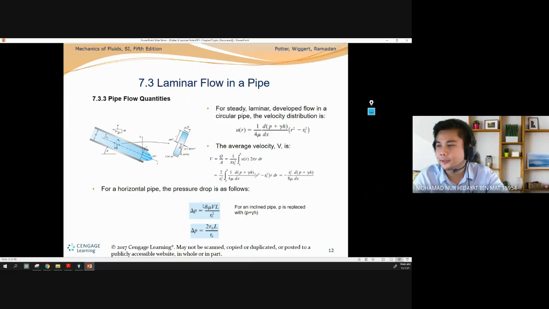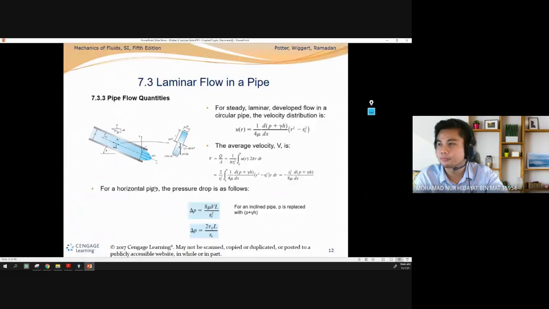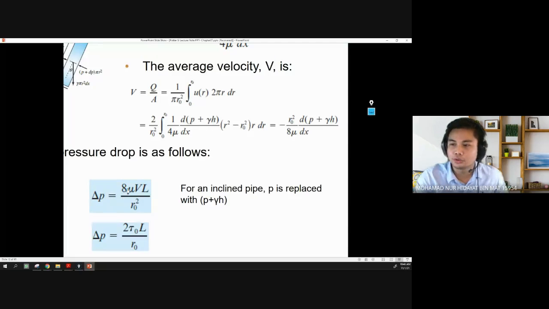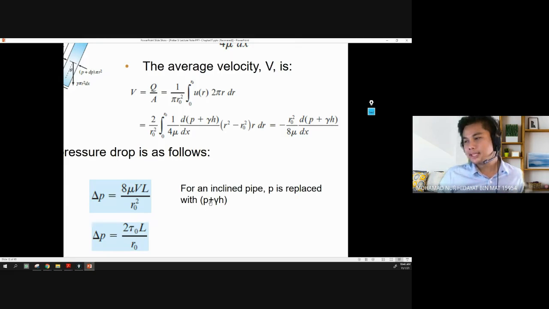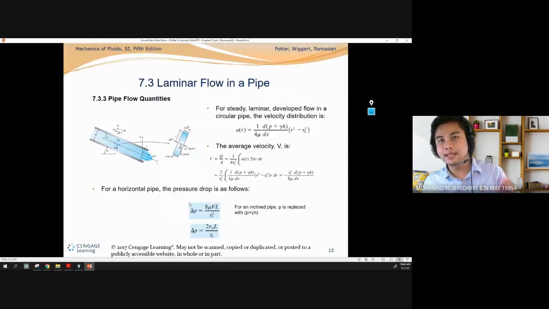And finally, this lead to the final pressure drop. You can see that the final pressure drop, okay, equal to delta P equal to 8 mu VL over R naught squared. This is for the inclined part. For the inclined part, you need to replace pressure plus gamma H. Okay. This is laminar. The pressure drop only apply to laminar.